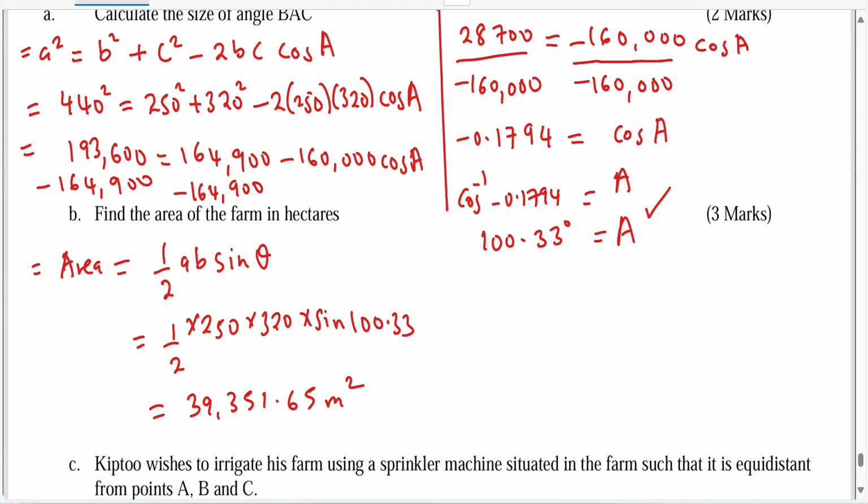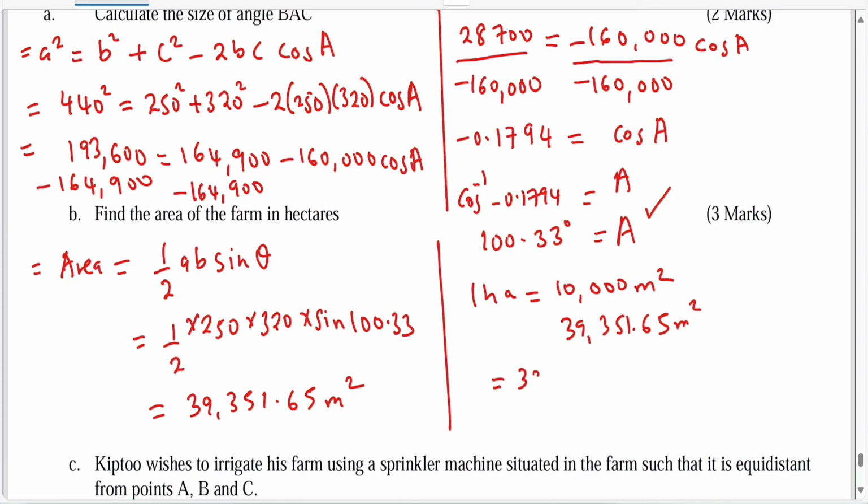But now kwenye swali hujaulizwa utafute in meters square, umeulizwa utafute in hectares. And you already know that 1 hectare is just equivalent to 10,000 square meters. So what about 39,351.65? So basically what you need to do hapa ni uchukue hiyo 39,351.65, you divide by 10,000. Okay, and the final answer that you get, if you divide by 10,000, you get around 3.935. So andika 3.935 hectares. Ni swali ngumu, si swali ngumu.